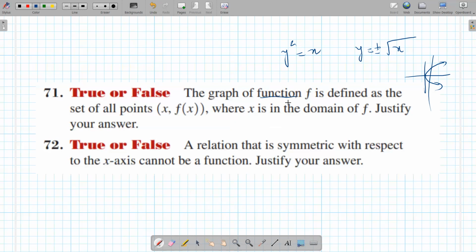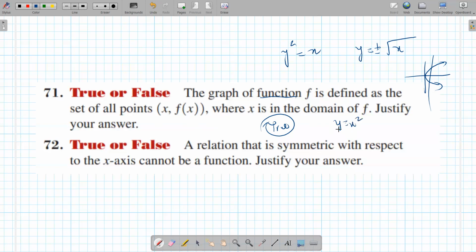How do you make examples of potential functions? That's a function. What does it mean, the set of all points? It's made up of the points. As long as x is in the domain, as long as x can exist in that function, it'll be made up of these points. I think it's true. If we're assuming it's a function, then that has to be true. I'm going to go with true on this one.